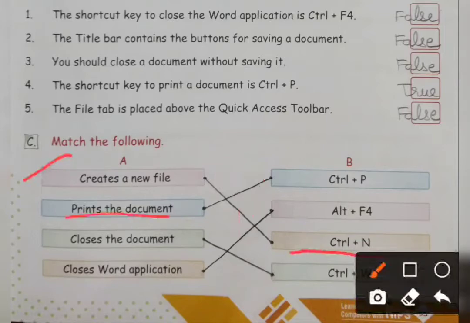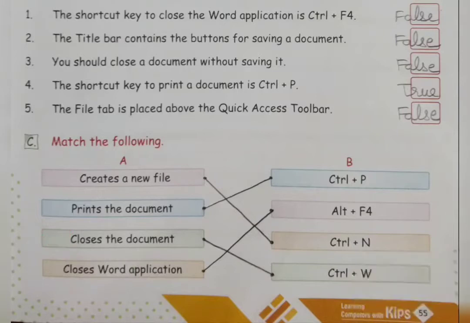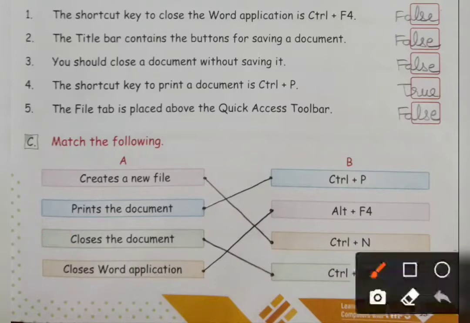Then prints a document. The answer is Ctrl plus P. Join it. Then the third is closes the document. The answer is Ctrl plus W. The last option, closes Word application. The answer is Alt plus F4, right? So in this way you can match up.